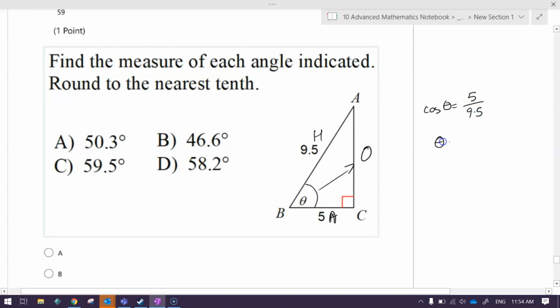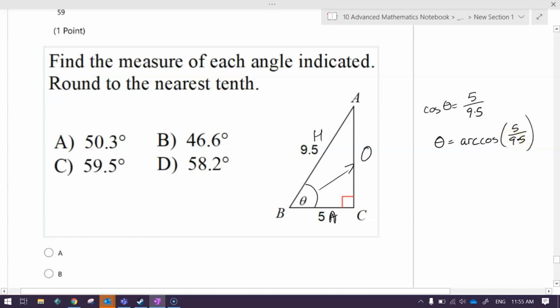To get theta, I've got to do the inverse cosine operation, which is, of course, arc cos. Try and remember to use that notation and terminology rather than cosine of the negative one, because that's ambiguous. Theta equals arc cos of 5 over 9.5.